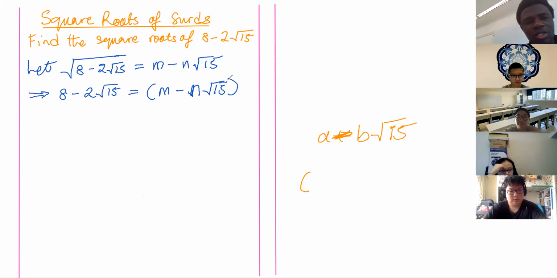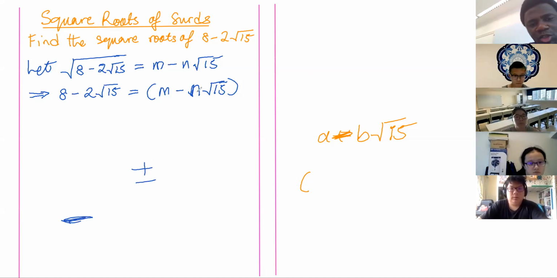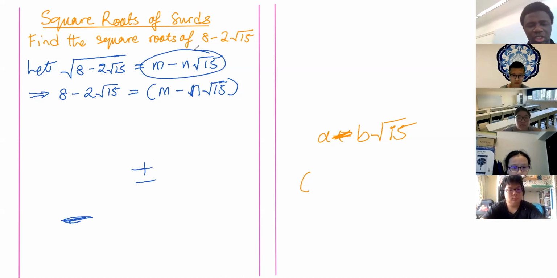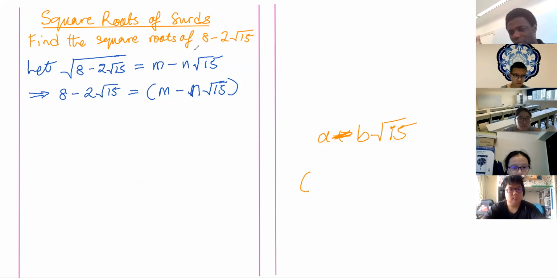In the case of plus, your m will be plus and this will be minus. Remember, it's going to be in plus or minus form. In the case of minus, this will be minus, this one will be minus n, so that will be plus. But this is the general form. You don't have to do the two cases. Understand what I mean? You don't have to do the two cases.